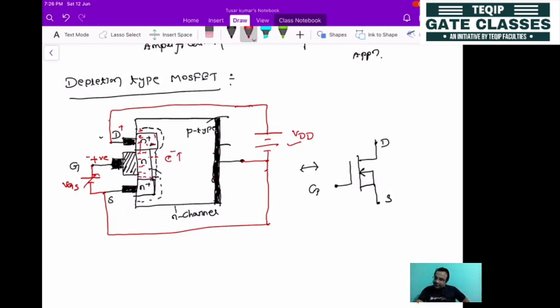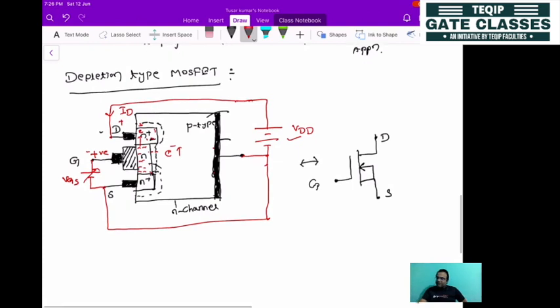As a result, a current will be flowing from drain to source, which is nothing but the drain current. So that drain current will be flowing. Let's see the operation one by one, then we can go for the characteristics. So this is the drain current.